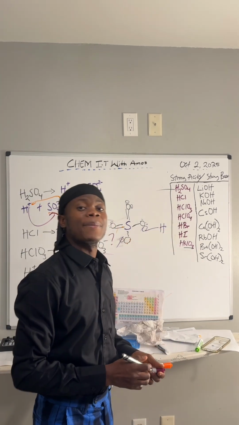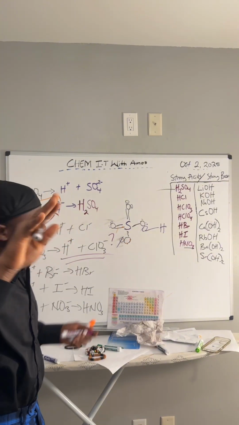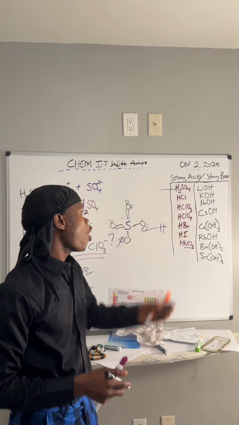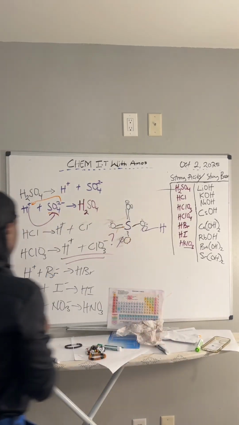So what you notice here is that all acids contain hydrogen. Why? Because they want to lose this hydrogen as time goes on. They want to donate it, so it should contain H. All bases contain OH minus, as you can see right here. Alright, so that is it.